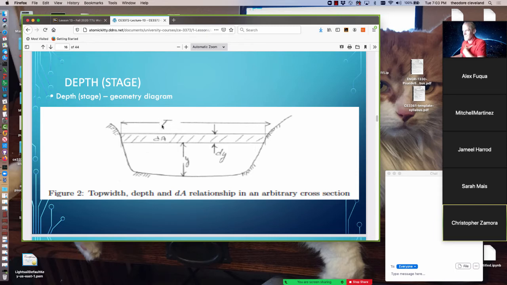I've occasionally seen them use a different letter, and I won't relate the letter because I don't want to confuse you. But usually capital T is the top width when we're talking about open channel. T is also used for temperature and time, so it can be extra confusing.